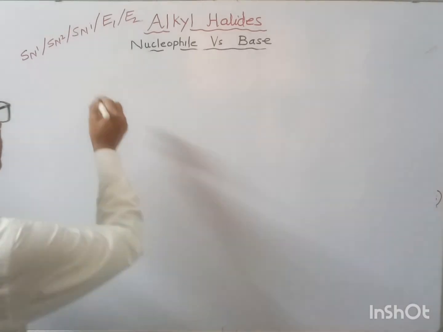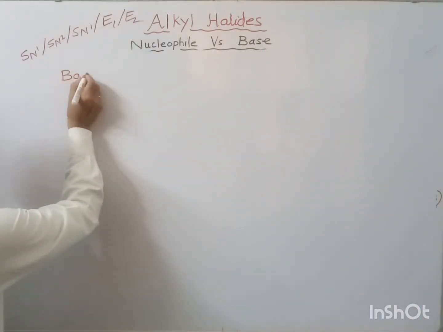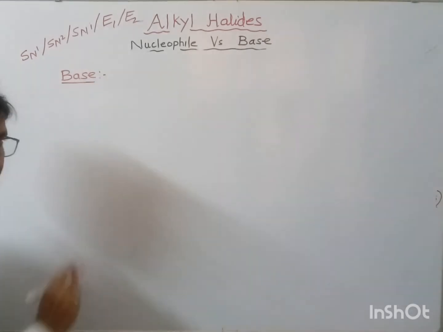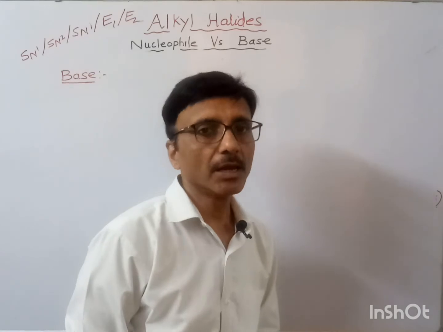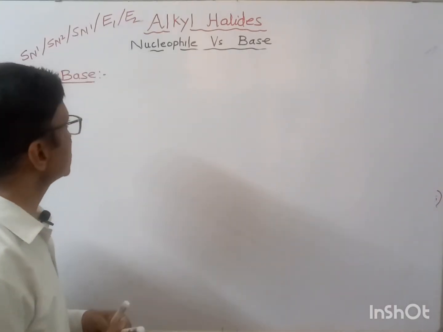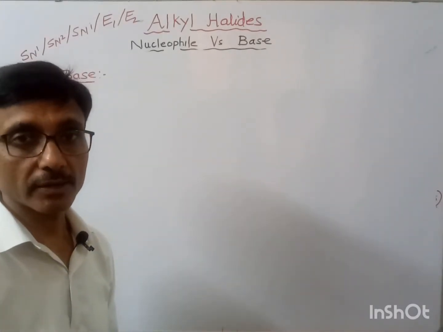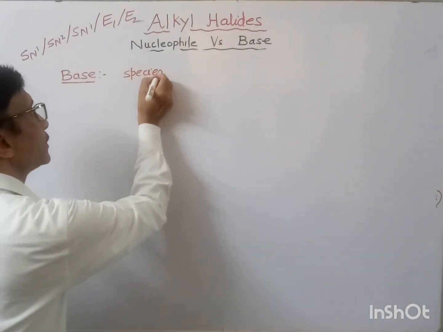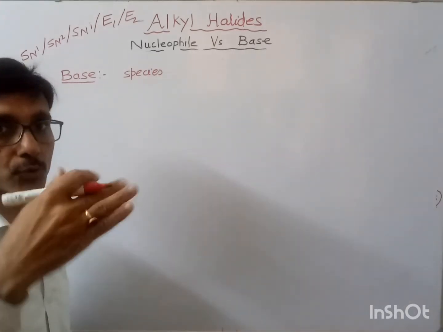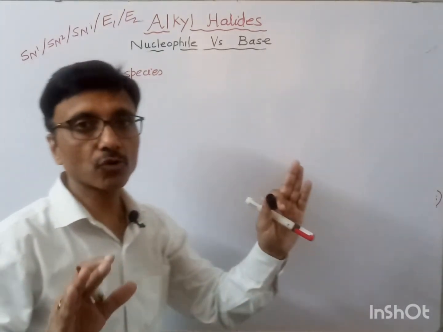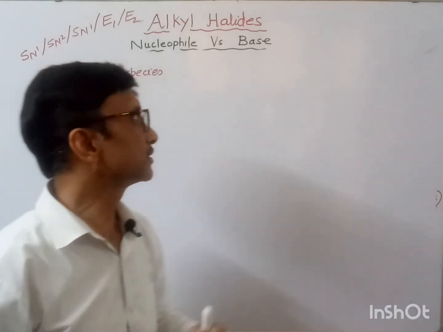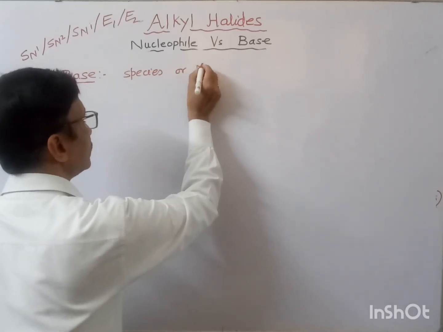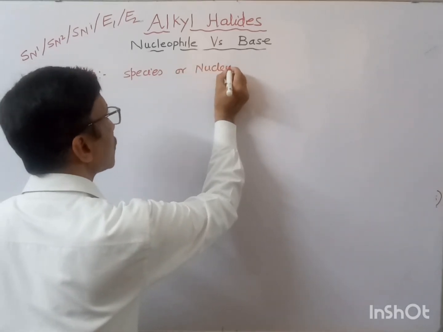Now let's come to the base. So now what is this base? In this base, what we call a base. Bases are also nucleophiles, or bases are the species which can donate their electron pair to the proton. So a nucleophile donates its electron pair to the electrophile, whereas bases are the species, or these are nucleophiles, we can say.